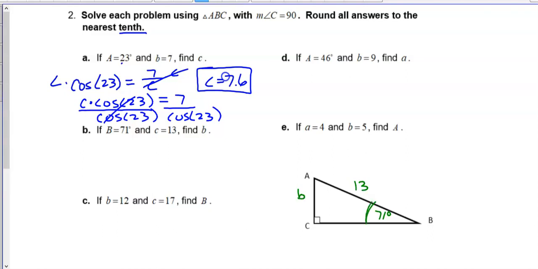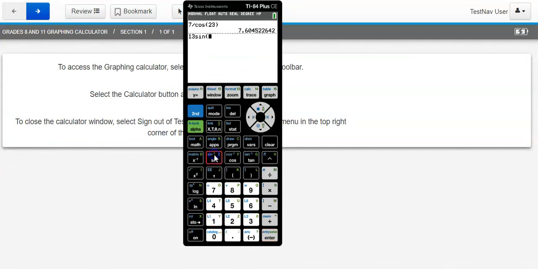So look at your 71 degree angle. You're looking for the opposite side. You have the hypotenuse. O and H is sine. So sine of 71 is equal to opposite, which is b, over hypotenuse, which is 13. That's an easy one. To solve it, all we have to do is multiply both sides by 13. So grab your calculator, type in 13 sine 71. And you get approximately 12.3.